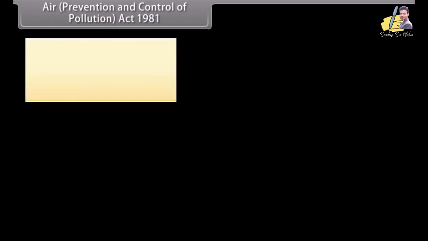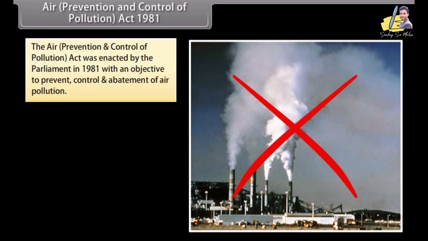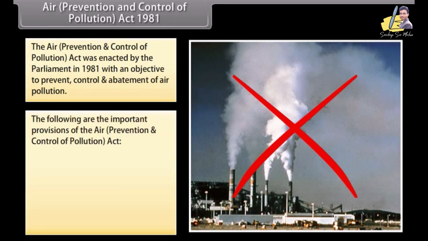Air Prevention and Control of Pollution Act, 1981. The Air Prevention and Control of Pollution Act was enacted by the Parliament in 1981 with an objective to prevent, control and abate air pollution. The following are the important provisions of the Air Prevention and Control of Pollution Act.